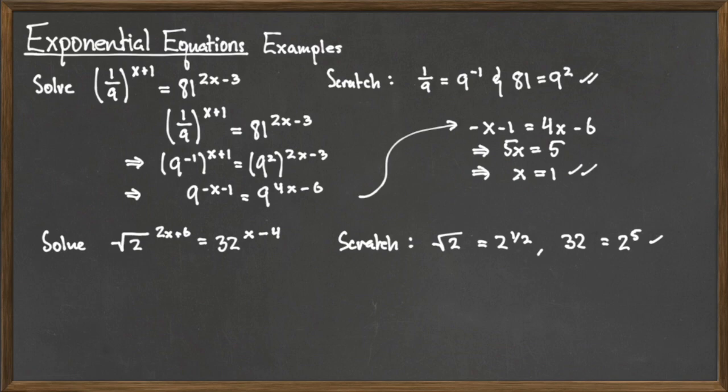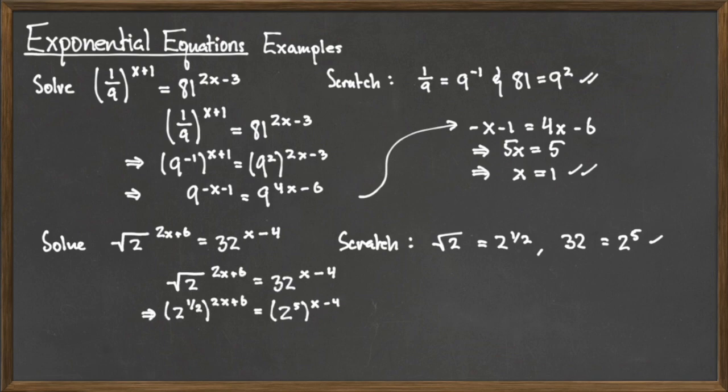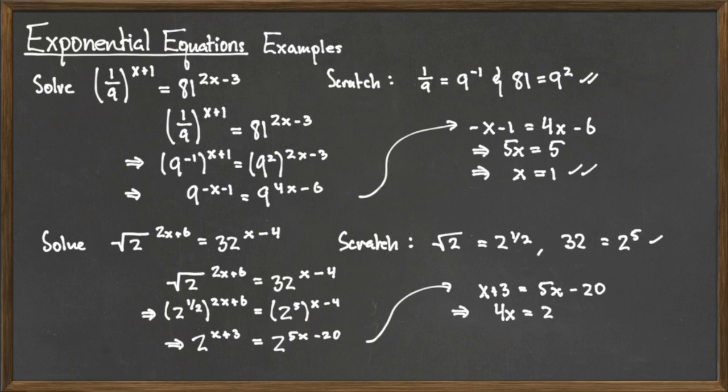My original equation can be transformed into 2 to the 1/2 raised to the 2x plus 6 equals 2 to the 5th raised to the x minus 4. Once I multiply and simplify my exponents, I'll get 2 to the x plus 3 equals 2 raised to the 5x minus 20. Now that my bases are the same, I can equate the exponents to get a linear equation, which we'll find has a solution of x equals 23 divided by 4.